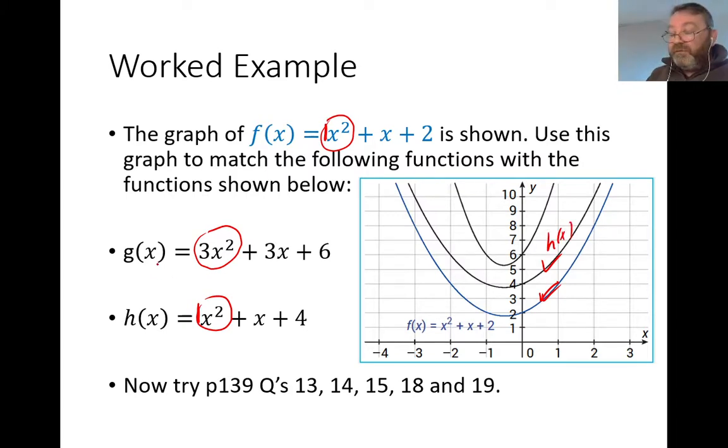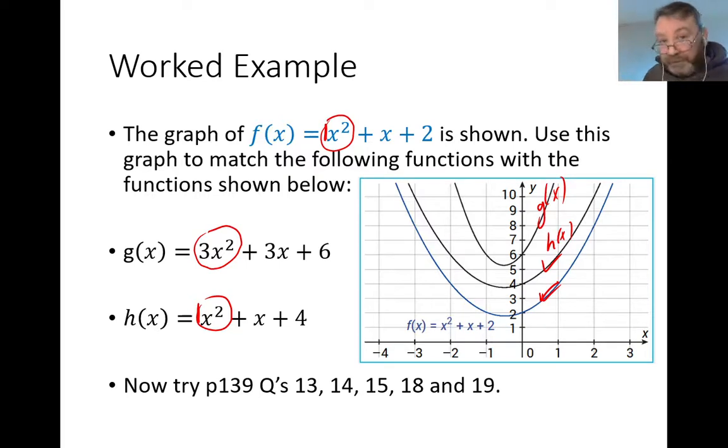Now, what about g of x? G of x has a coefficient 3, which narrows the arms of the graph somewhat. And if you take a look at the one that's left up here, that's a narrower graph, meaning that if that's narrower than the original, well then this must be g of x. So there are actually plenty of ways for us to decipher what function is which, as long as we have a starting point and as long as we're given the graph of some function to compare to.